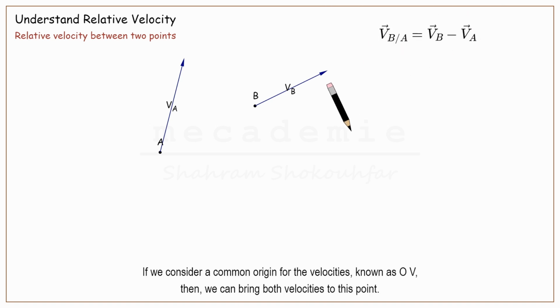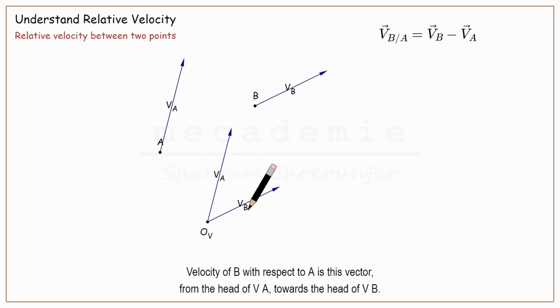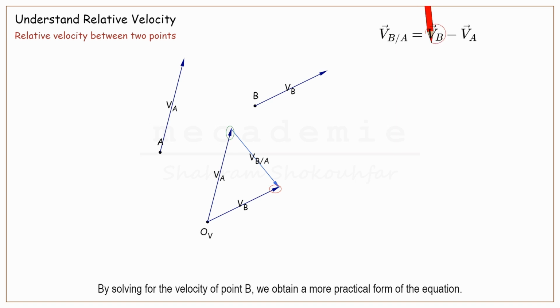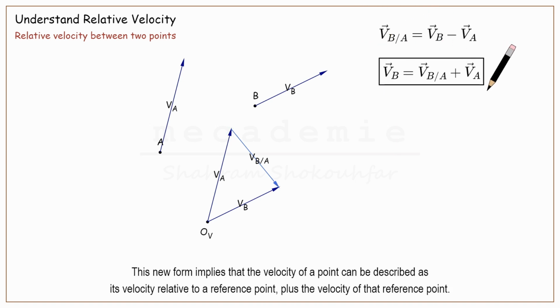If we consider a common origin for the velocities, known as OV, then we can bring both velocities to this point. Velocity of B with respect to A is this vector from the head of VA towards the head of VB. By solving for the velocity of point B, we obtain a more practical form of the equation. This new form implies that the velocity of a point can be described as its velocity relative to a reference point plus the velocity of that reference point.